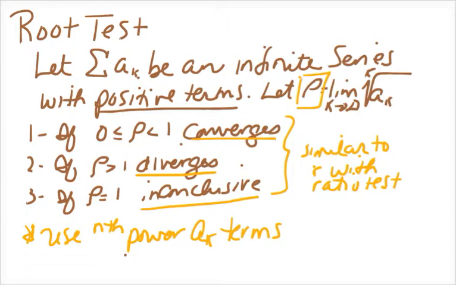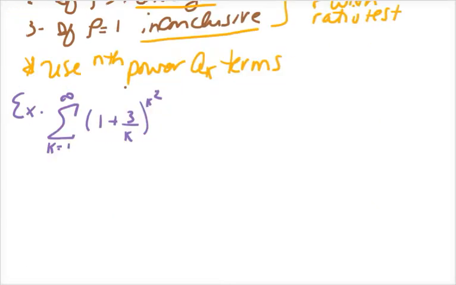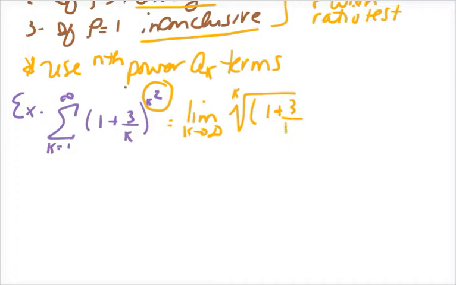So let me grab an example. Okay, so here's our example. We've got a series where we've got a power. So this is a perfect candidate to use the root test. So let's set it up. It's going to be the limit as k goes to infinity. And I'm going to take the kth root of the term 1 plus 3 over k squared.